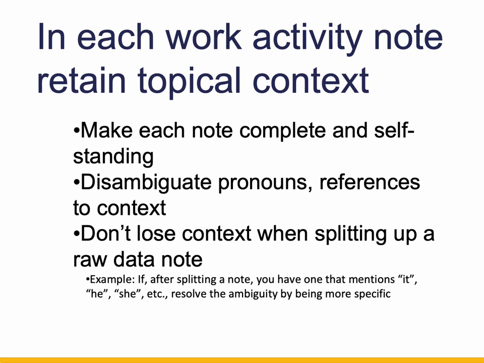So with each activity note, be sure to retain the topical context. Make each note complete and self-standing, meaning a separate point. Remove or disambiguate any pronouns, any references to context. It's not about he, she, it, whatever. And it says at the bottom, if after splitting a note you have one that mentions it, he, she, resolve that ambiguity by being more specific. Call it ticket buyer. Call it ticket seller. Those impersonal pronouns carry no data with them. They don't help us. And again, don't lose context when you split up one note.